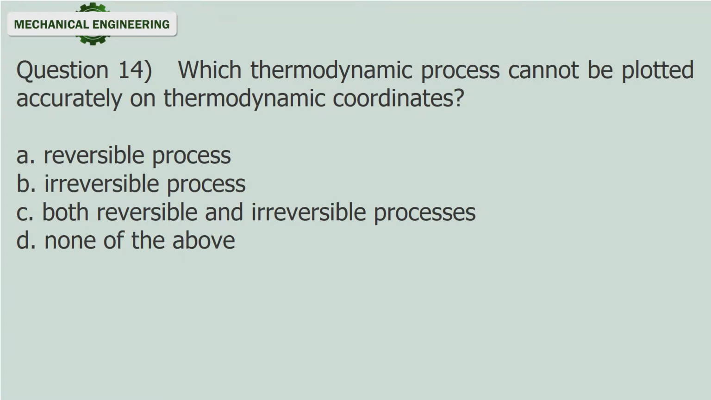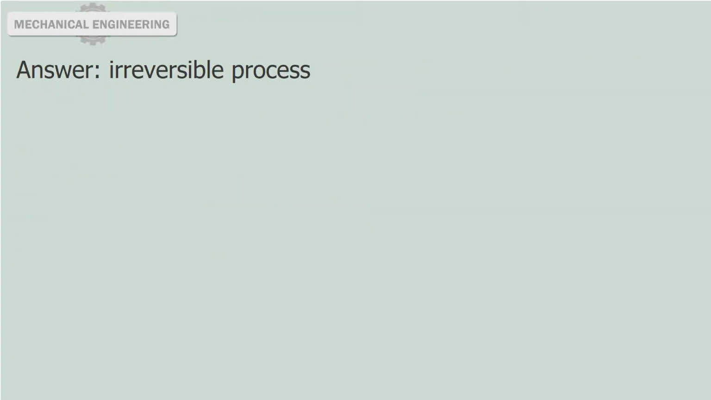Question 14. Which thermodynamic process cannot be plotted accurately on thermodynamic coordinates? A. Reversible process. B. Irreversible process. C. Both reversible and irreversible processes. D. None of the above. Answer: irreversible process.